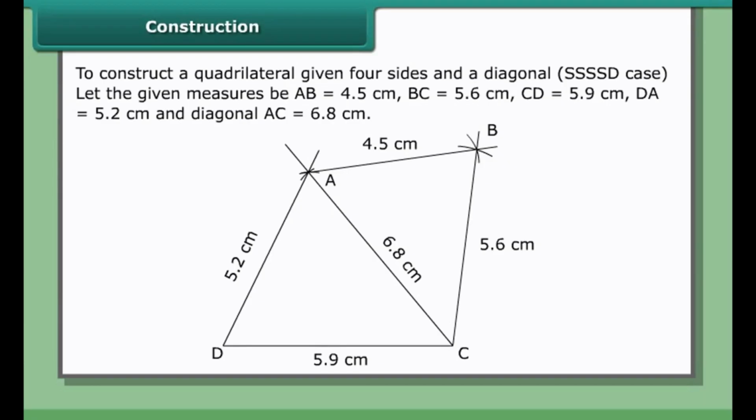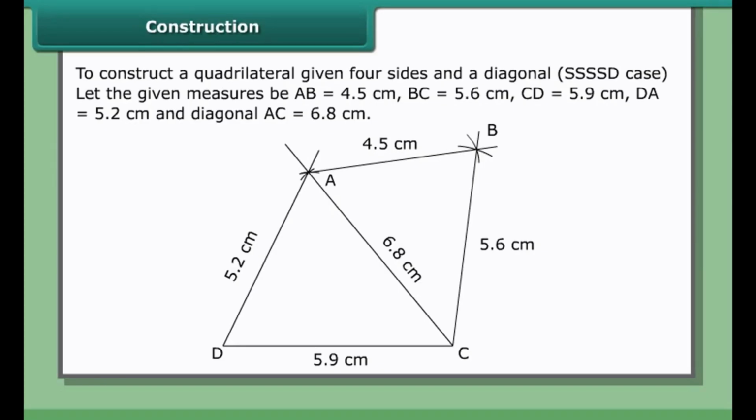SSSSD case, let the given measures be AB is equal to 4.5 cm, BC is equal to 5.6 cm, CD is equal to 5.9 cm, DA is equal to 5.2 cm, and diagonal AC is equal to 6.8 cm. The 2 triangles we can construct to complete the quadrilateral are triangle ADC and triangle ABC.